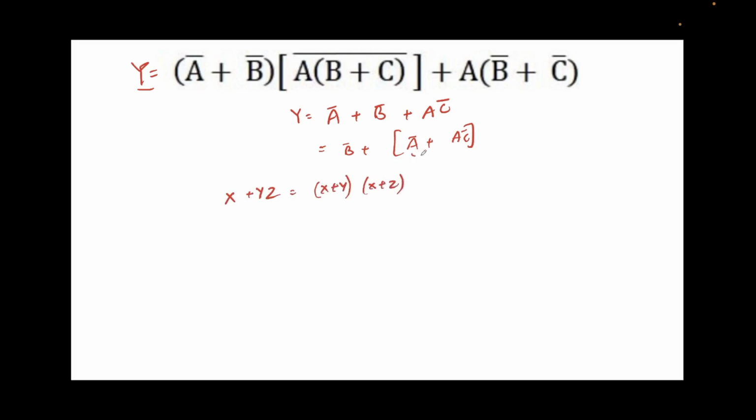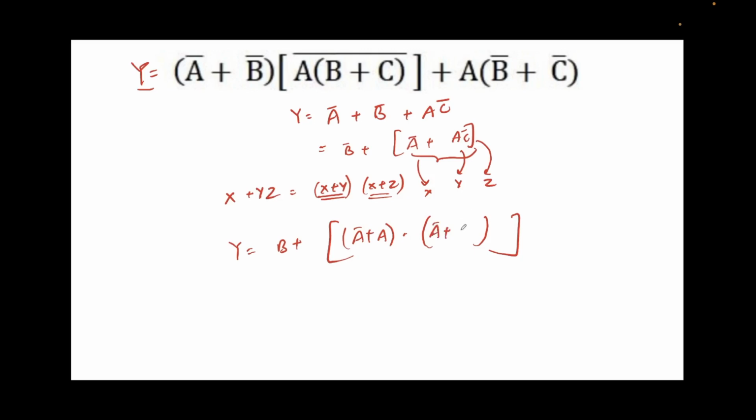So now let's just take this term, and let's say a bar is x, a is y, and c bar is z. So I can apply this distributive law over this square bracket. So my expression y will come out to be b bar plus square brackets, it says x plus y. So what is the value of x? It's a bar plus y. The value of y is a times x plus z. So what is x? x is a bar plus z. What is z? z is c bar. Sorry, this is b bar.